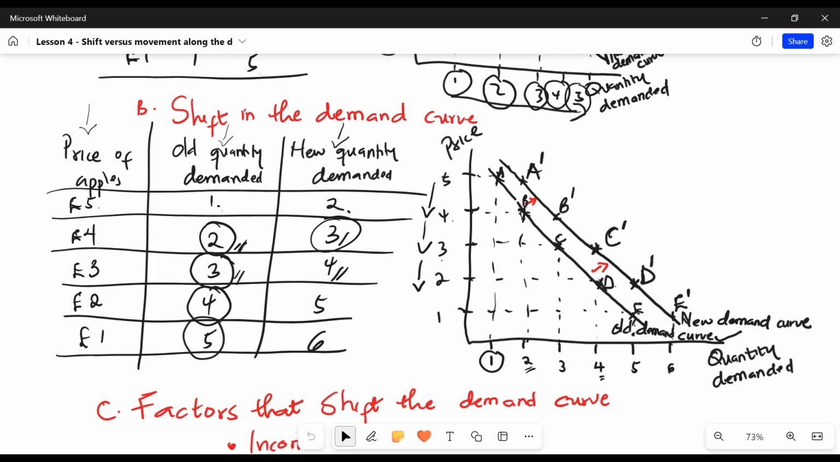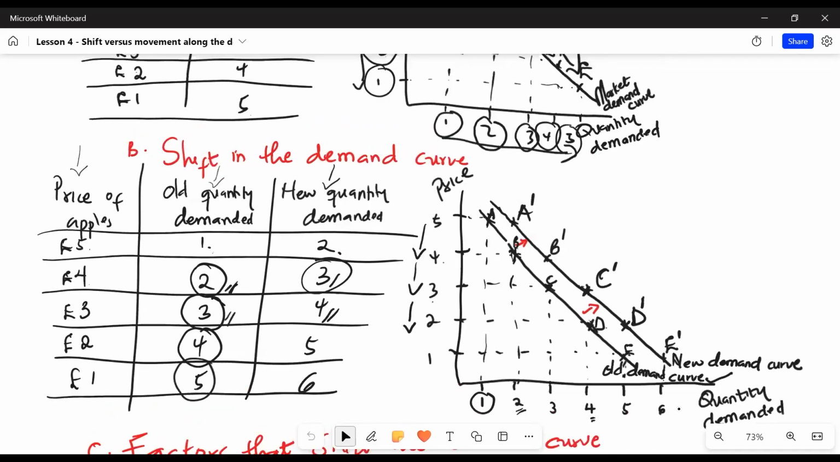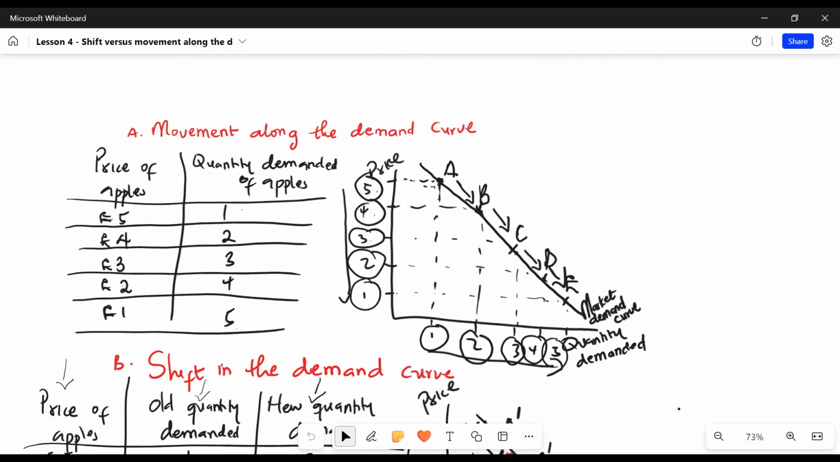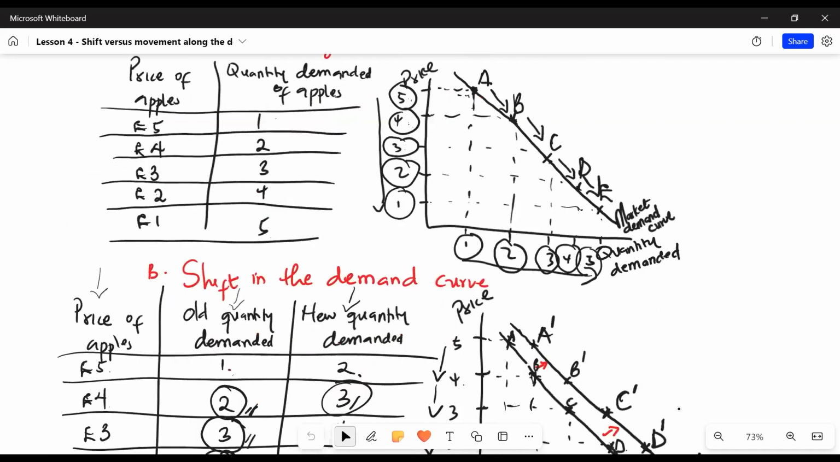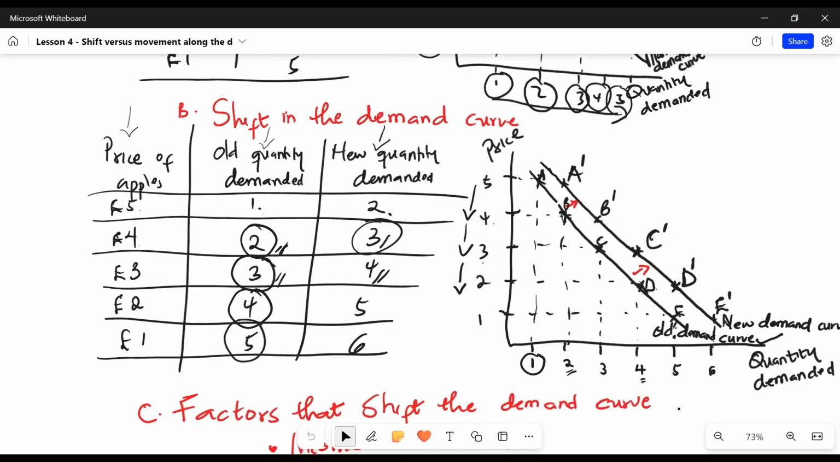So this is the difference between the shift in demand and the movement along the demand curve. For movement along the demand curve, if the price of a good changes and no other factor changes, then there's going to be movement along the same demand curve from one point to the other. For a shift in the demand curve, if any other market condition changes apart from the price of the good, then the demand curve is going to shift to the left or to the right.